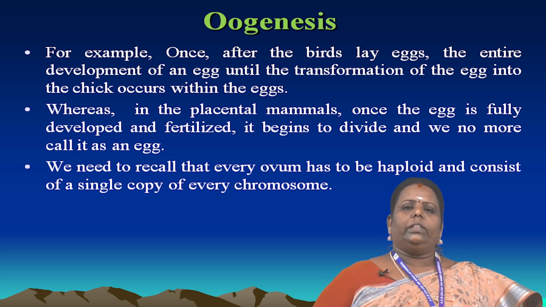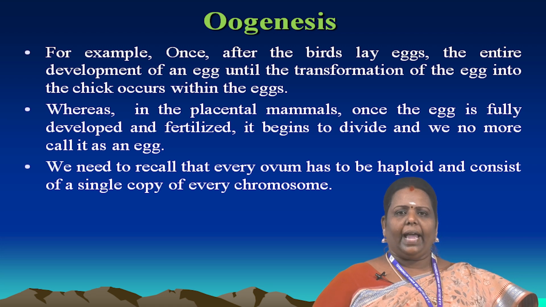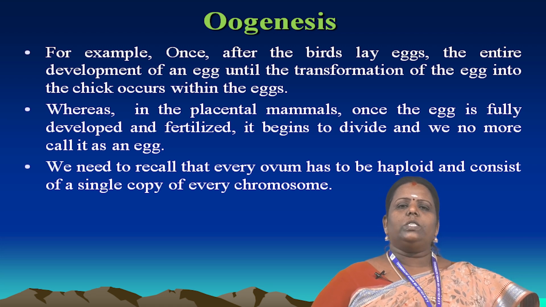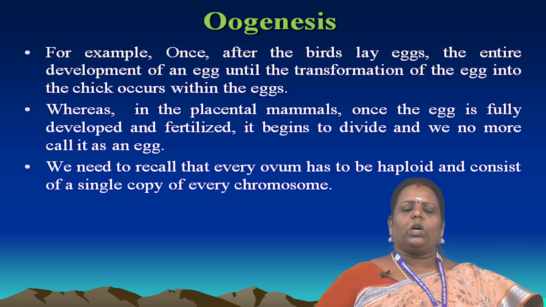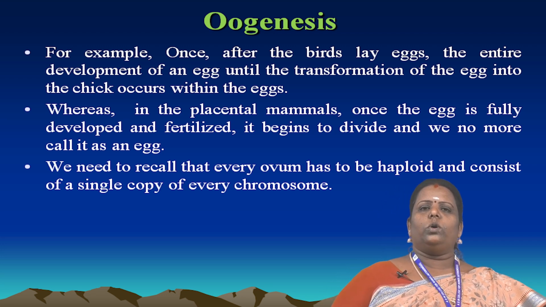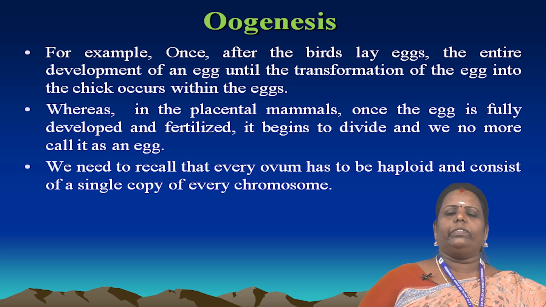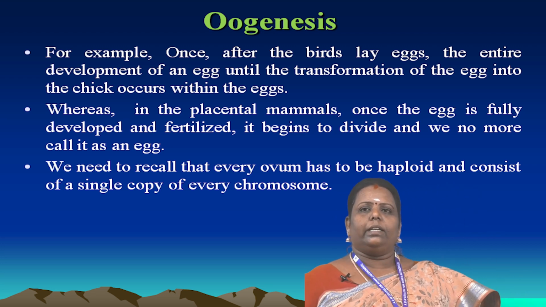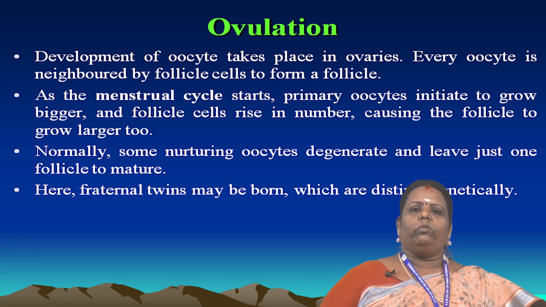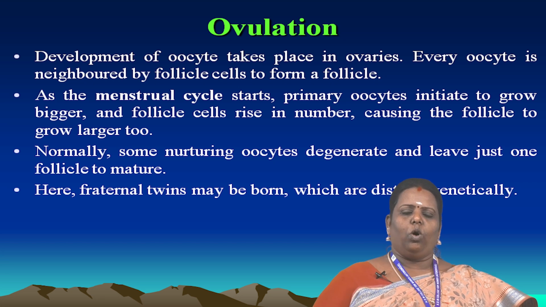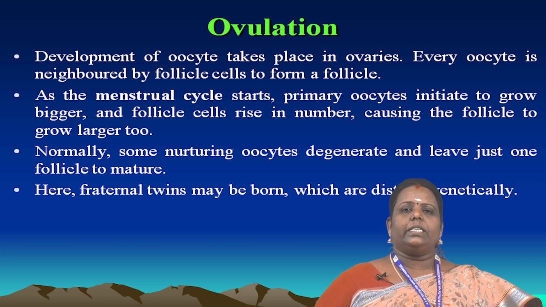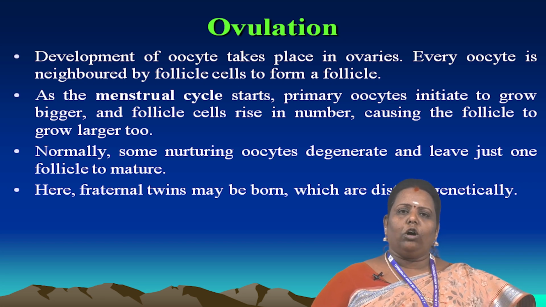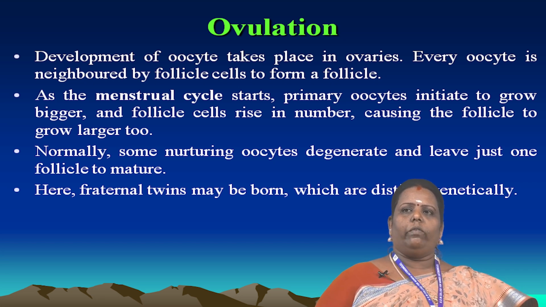We need to recall that every ovum has to be haploid, and it consists of a single copy of every chromosome. This copy of every chromosome develops through different stages in different types of organisms. The development of the oocyte takes place in the ovaries, because the ovaries obtain and store the oocytes until ovulation occurs. All the cells and hormones are controlled by the ovaries.